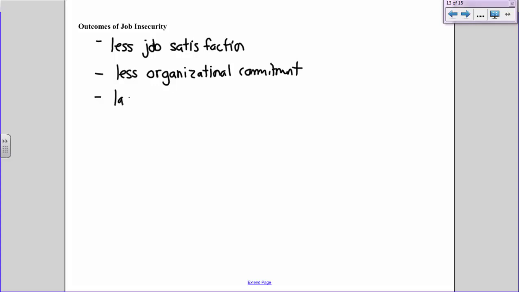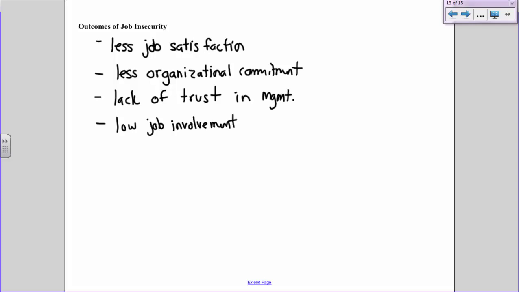A lack of trust in management, which can relate to a whole lot of other bad things. Low job involvement. So you start to kind of care less and work less because you don't feel like you're going to be there much longer. And also, high turnover intentions.